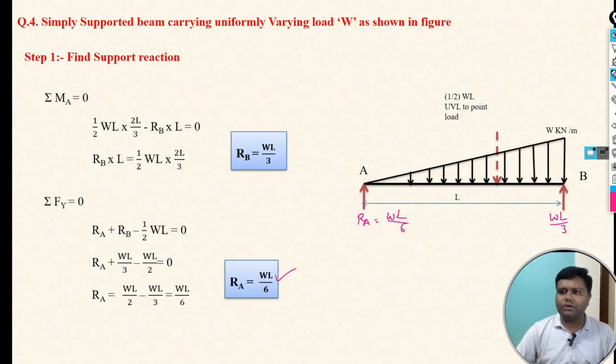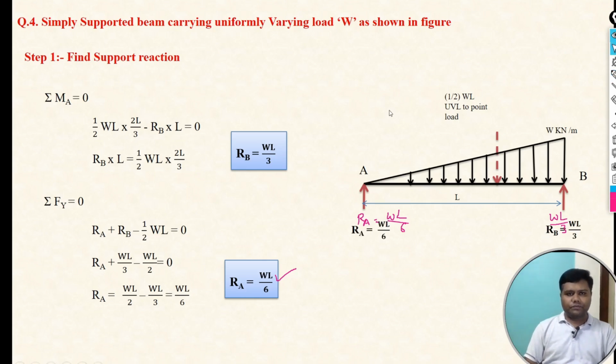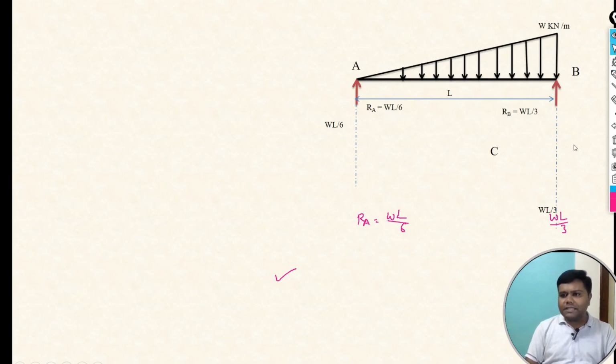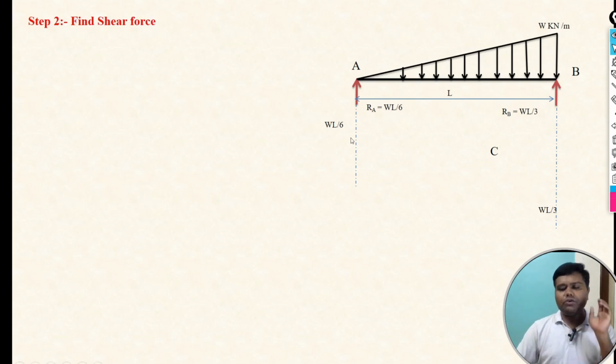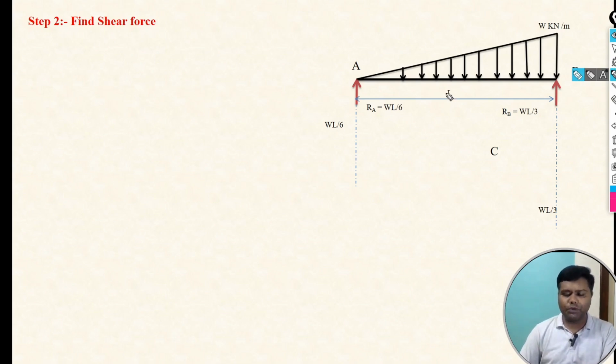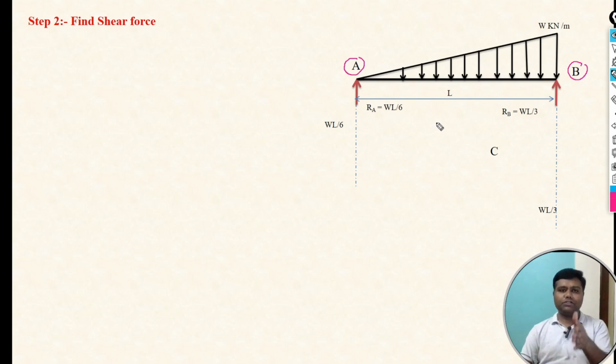Once we calculate the support reactions, the next step is shear force calculation. For the shear force calculations, we have to take the shear forces at each available point. In the diagram only two points are there, A and B. It means we have to calculate the shear forces at A point and B point by considering a section on the left of A point and on the right of A point.